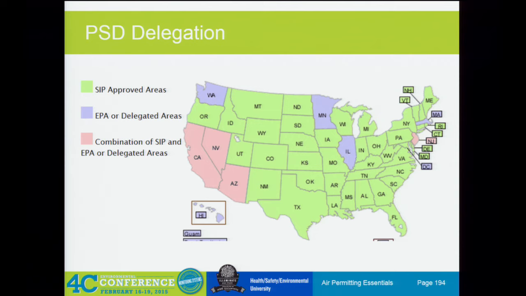So here's the map of the SIP approved areas. The green are the states that have the SIPs. These are the state implementation plans. So these are the ones that meet the federal rules or do better, and the state has developed its own program that is not cookie cutter, but is specific to its own state. The EPA or delegated is where the EPA either does the permitting or it's just referenced by EPA rules. And then these are going to be combinations. California is broken up into air pollution control districts that will have their own weird SIPs and whatnot.